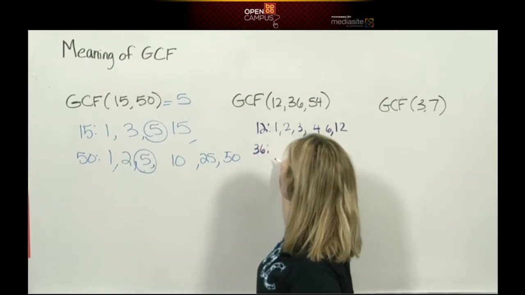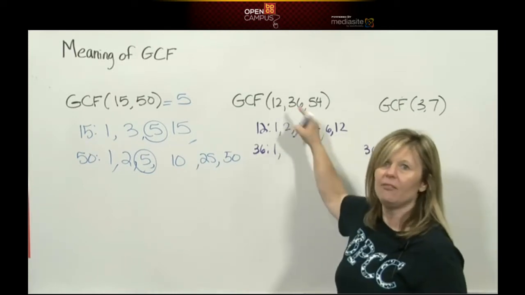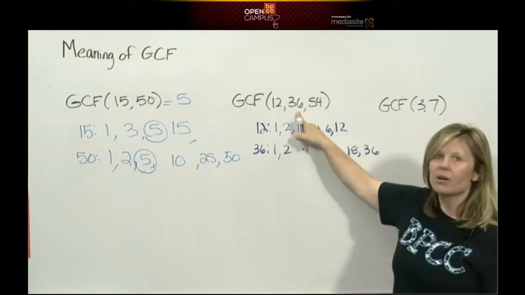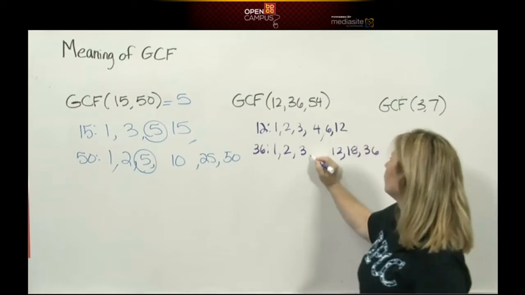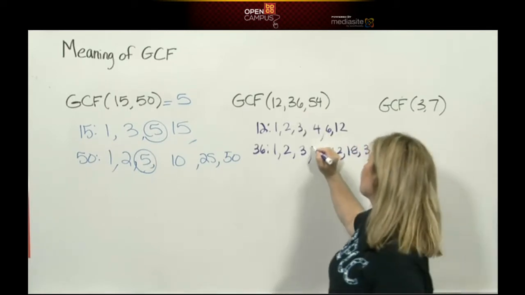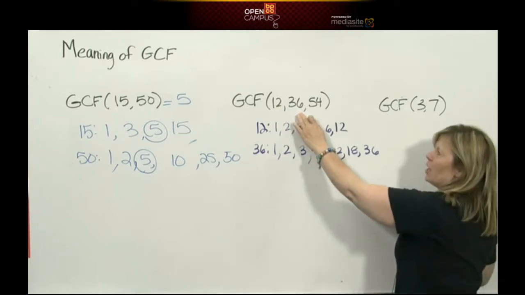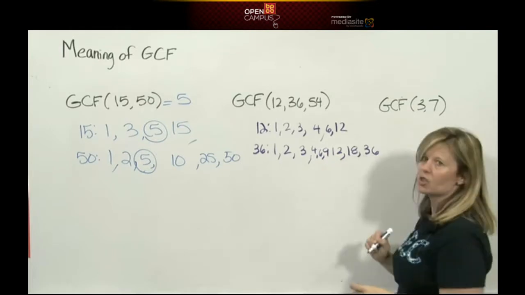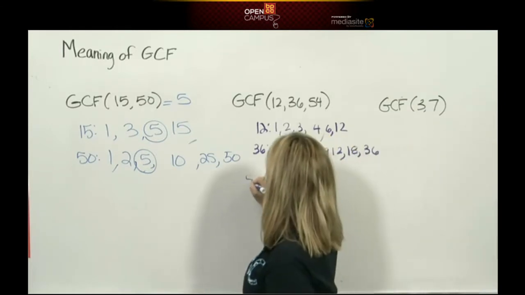Our factors of 36 are 1 and 36. Because it's even, it's 2 times 18. 36 is a multiple of 3. It's 3 times 12. 36 is divisible by 4. It's 4 times 9. 5, no. 6 is. It's 6 times 6, but we only have to write the 6 once. And we're done.